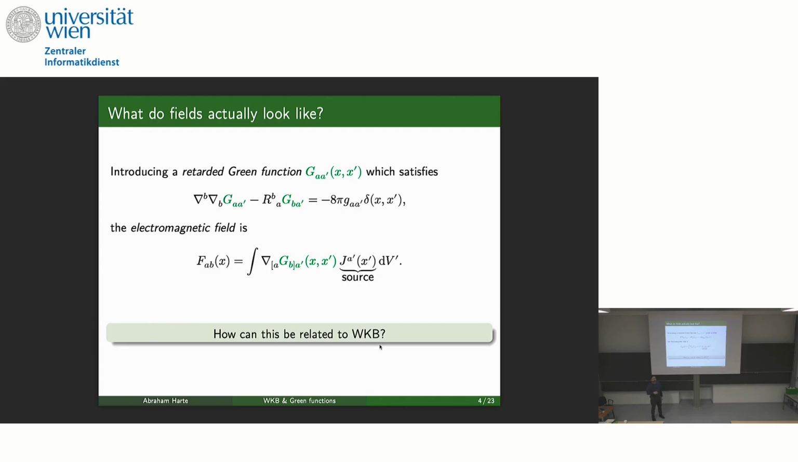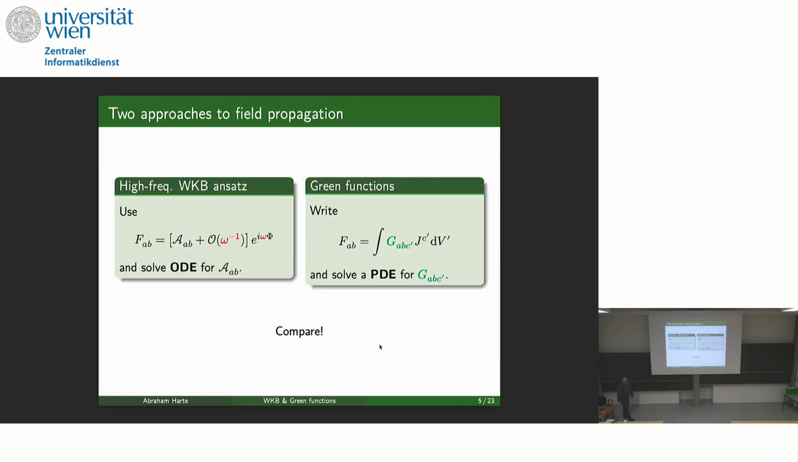And this looks nothing like our WKB ansatz, at least at first. So how are these things connected? One should always have fields like this, but presumably, if the textbooks are reasonable, we should get back to the WKB kind of fields eventually. Right? So let's see how that happens. So we can compare these two approaches.